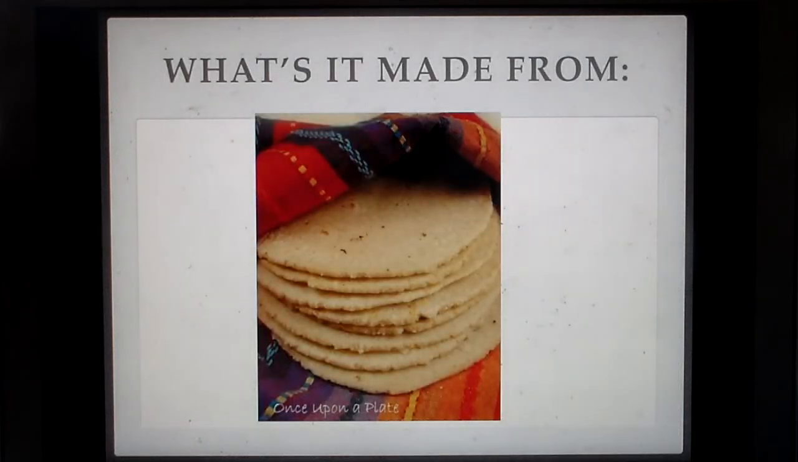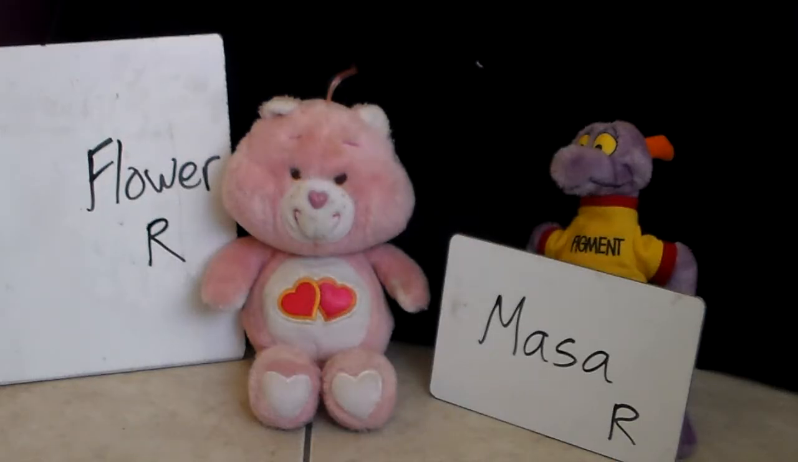All right, what is it made of? These are some tortillas. What is a tortilla made from? Let's see what we've got. So I'll start with Figment. Figment said masa, which is good, but masa is made from something. So I'd like you to go a little bit deeper there, but you're right, it's renewable.